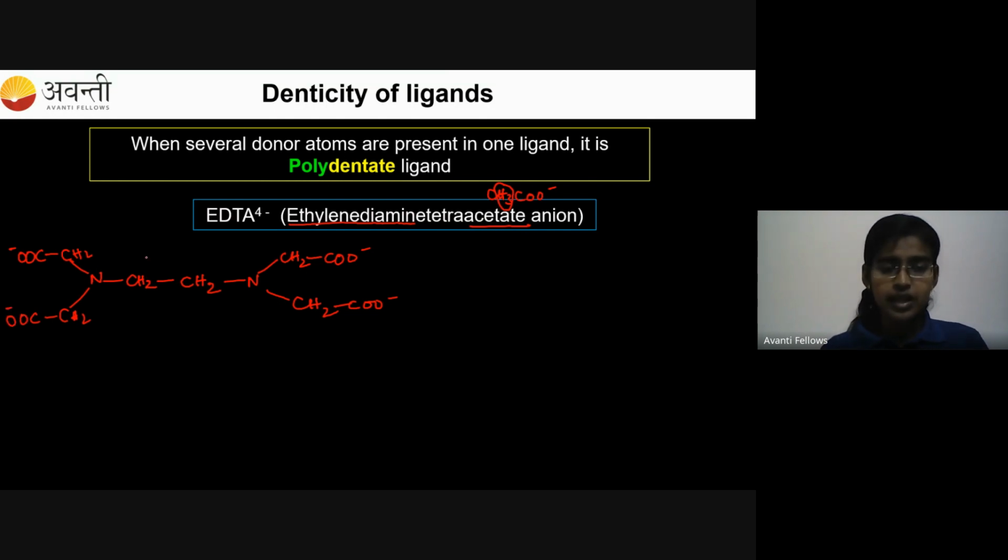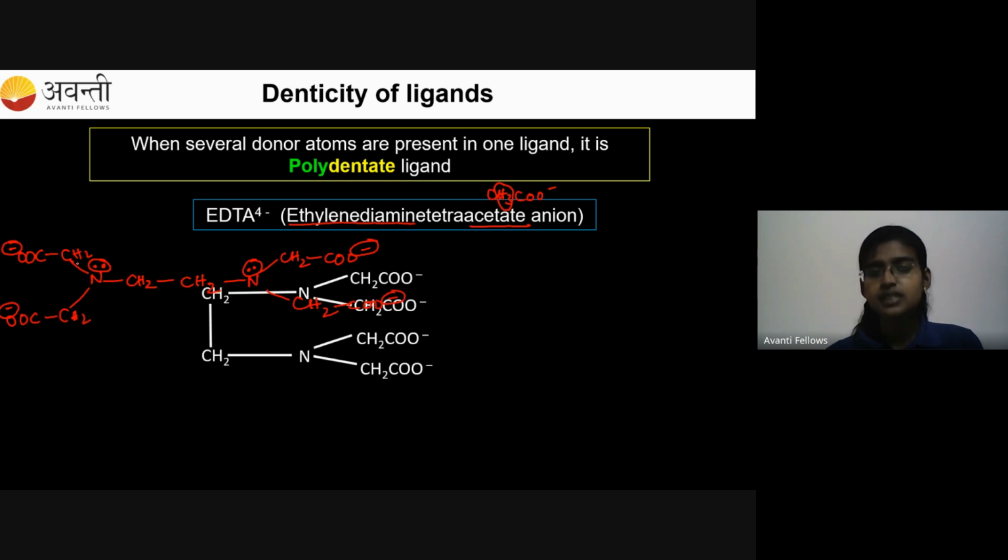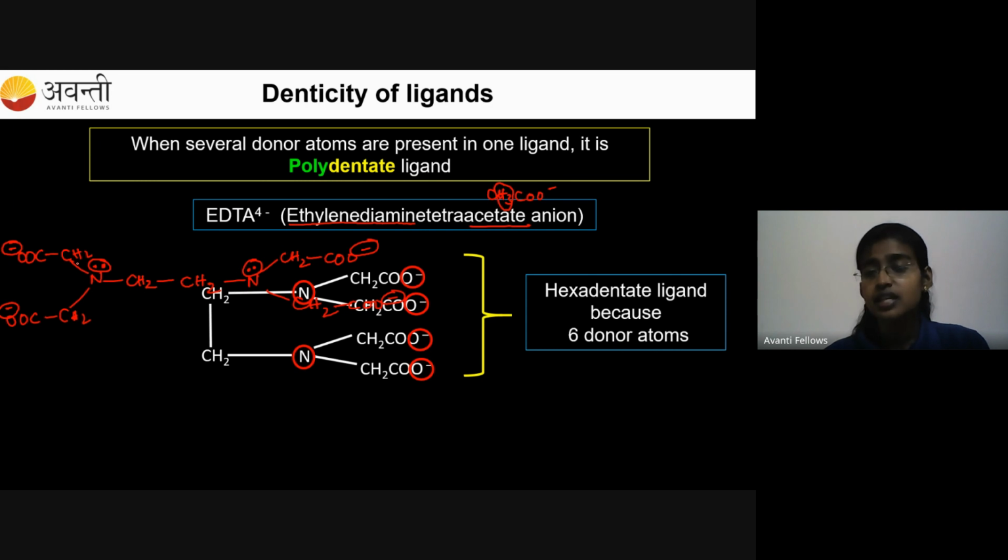Ethylene diamine tetraacetate. So in this structure, let us calculate the number of donating sites. Negatively charged sites are donating sites. So 1, 2, 3, 4, and also some neutral sites are there. Nitrogen has lone pairs, right? So 2 nitrogens having 2 electron pairs are also donating sites. So totally how many donating sites are there for this molecule? 6, right? You can see the structure which I have drawn. Since there are 6 donating sites, it is a hexadentate ligand.